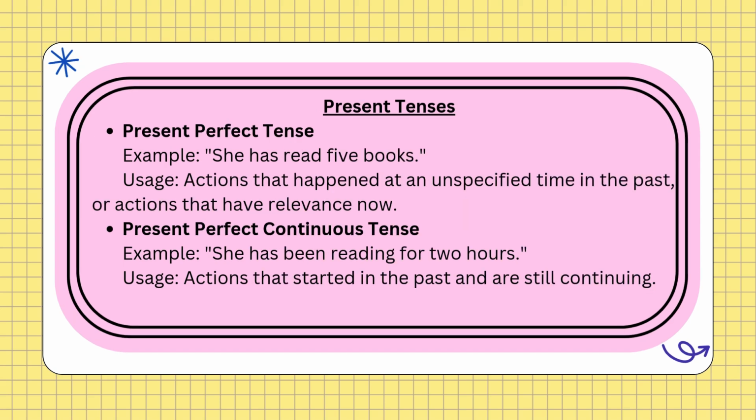Present tenses. Present perfect tense. Example: she has read 5 books. Usage: actions that happened at an unspecified time in the past, or actions that have relevance now. Present perfect continuous tense. Example: she has been reading for 2 hours. Usage: actions that started in the past and are still continuing.